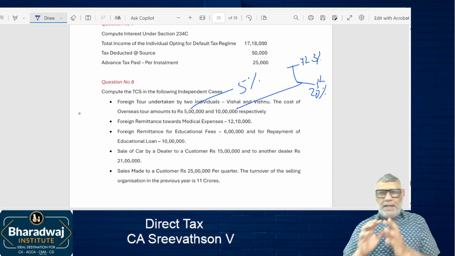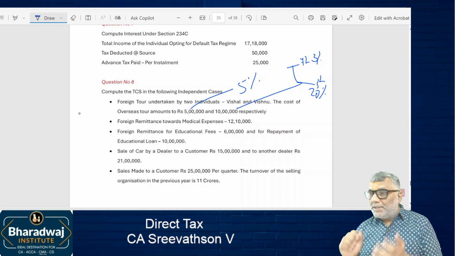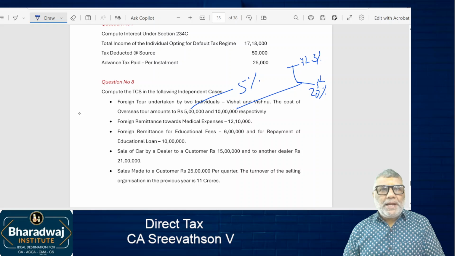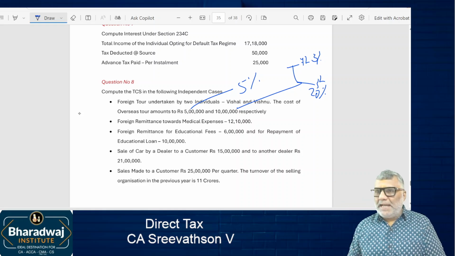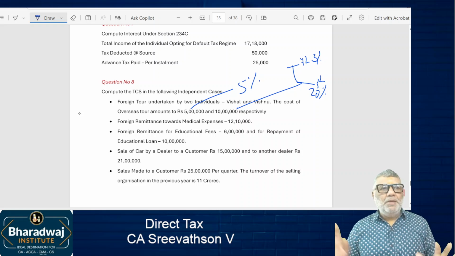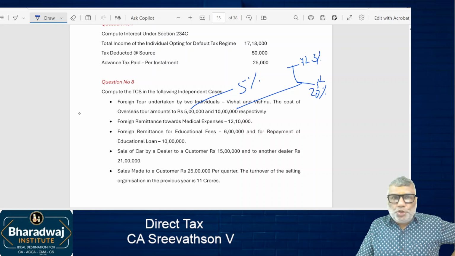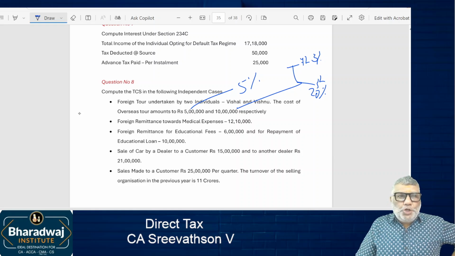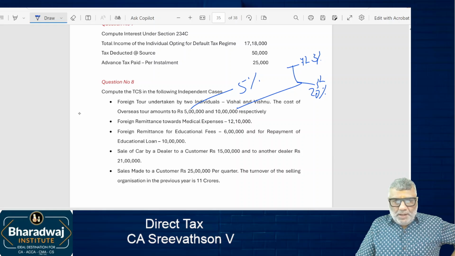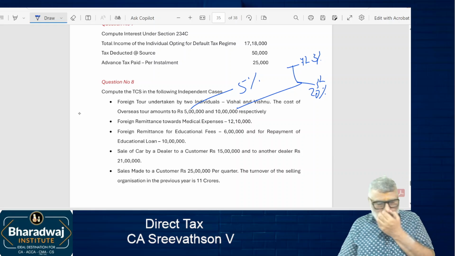Let me tell you, medical expenses, the CBDT circular has said, of course, maybe for final, but what is medical expenses? Travel for medical purpose is also medical expenses. Treatment, stay for getting treatment. All these things are considered as medical purposes. Foreign remittance for educational fees, 6 lakhs, no TDS, no TCS. Repayment of loan, first 7 lakhs nil, 3 lakhs into 0.5%.